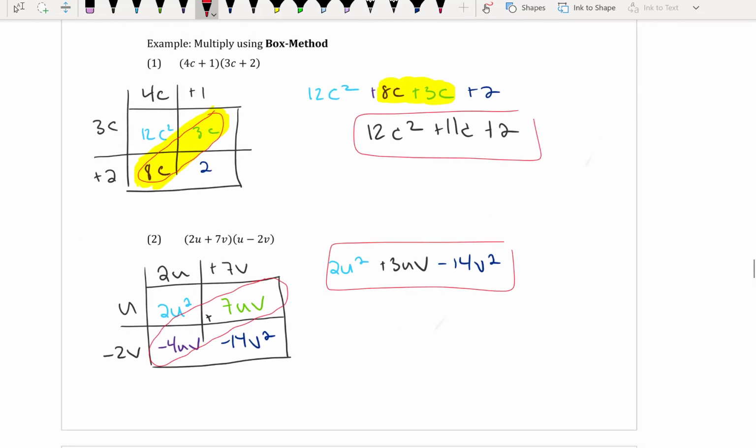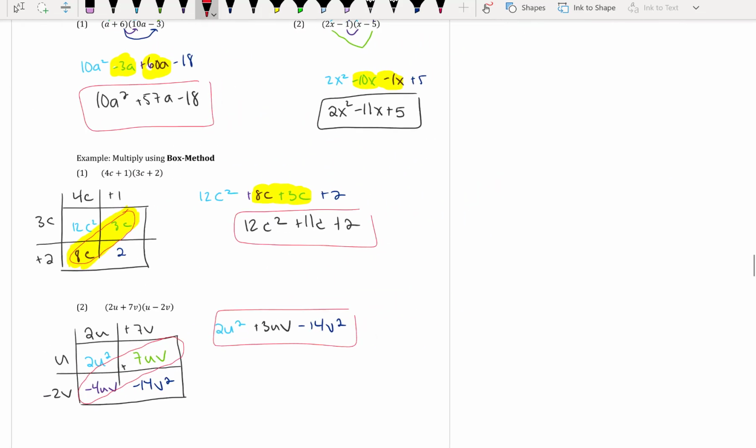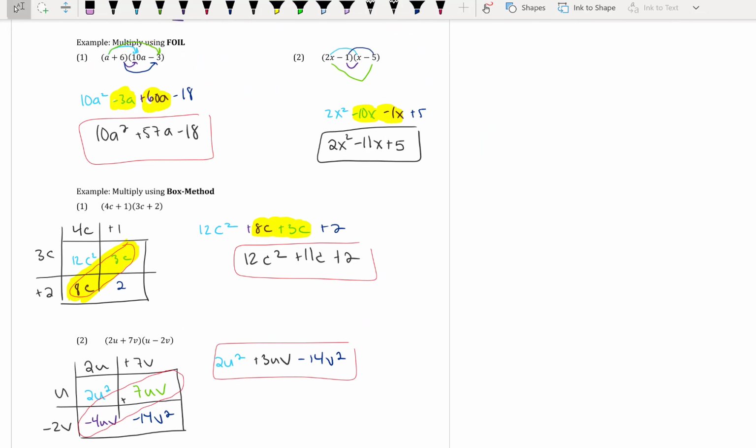So I really wanted to just point out that when you multiply a binomial times a binomial, the FOIL method is fine and the box method is fine as well. So it's really up to the student and which one you prefer.